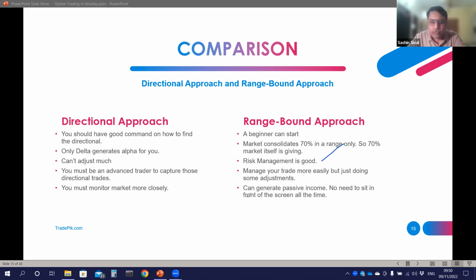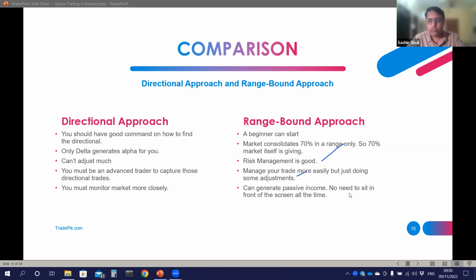The fourth thing is you can manage your trade more easily by doing some adjustments. As I told you, if we are trading with the range bound approach, and now the stock is trending, or you can say its trend is now bullish, we can convert the range bound strategy to a bullish strategy very easily, and the risk of these adjustments is very nominal.